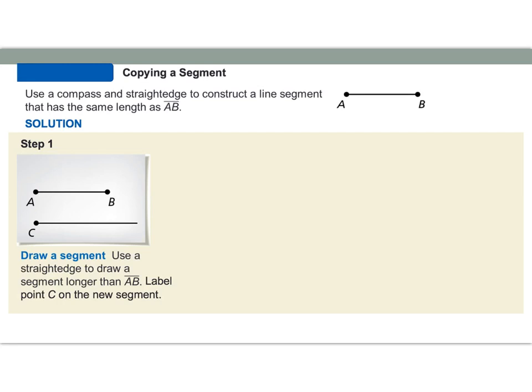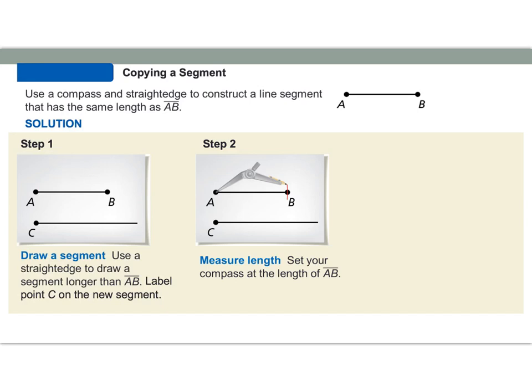You can label it whatever you want on your own when you're doing your homework, but for right now we're going to label that as point C. Then our second step is going to be to measure the length of AB. So we're going to put the pointy end of your compass on point A, and then you're going to widen it out so that your pencil mark could draw a line through point B.